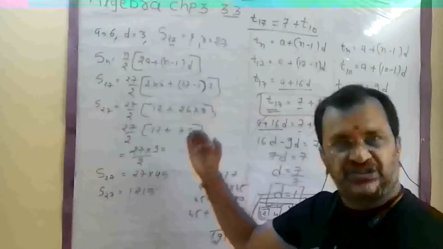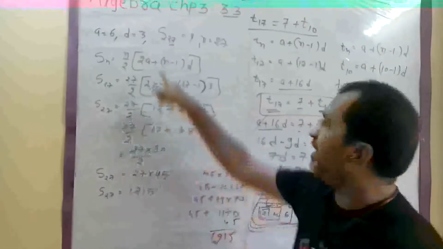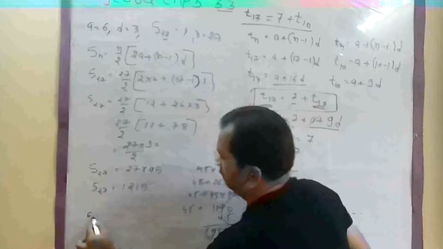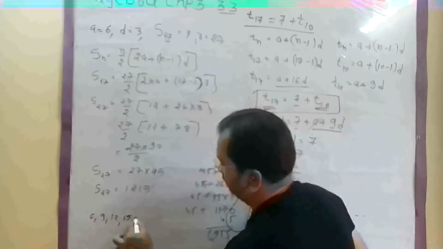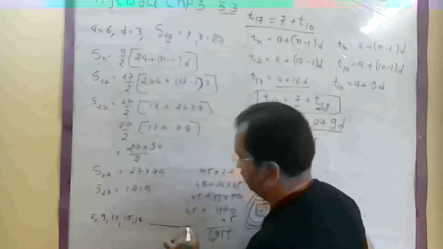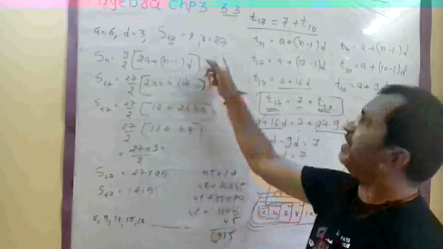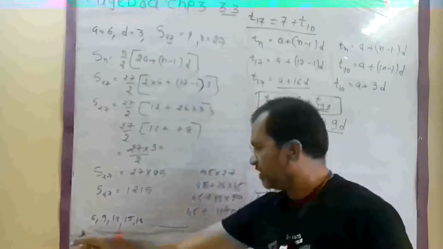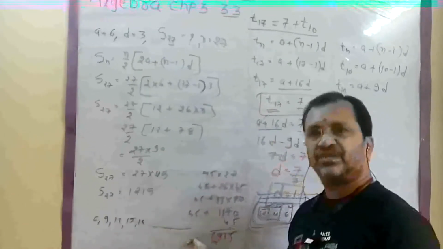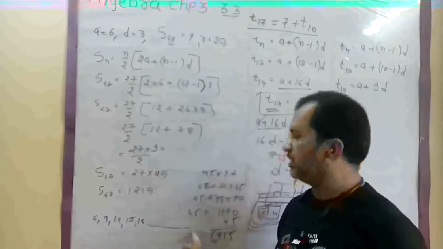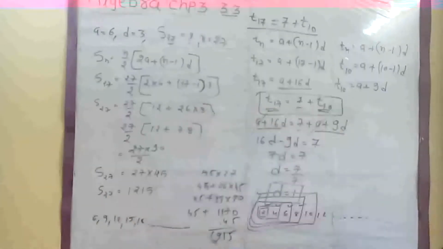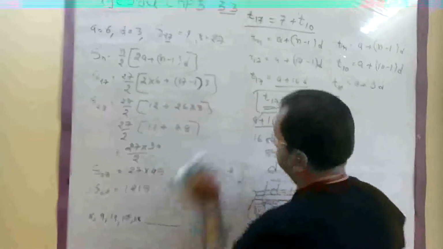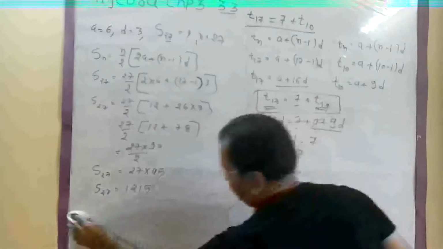Starting point is 6. Every time it will increase by 3. 6 plus 9 plus 12 plus 15 plus 18 and so on. Total 27 terms. So from here to here, what will be the total? 1215. No need to show this.